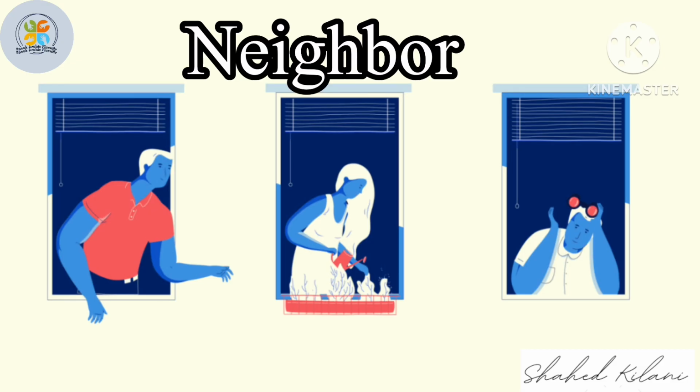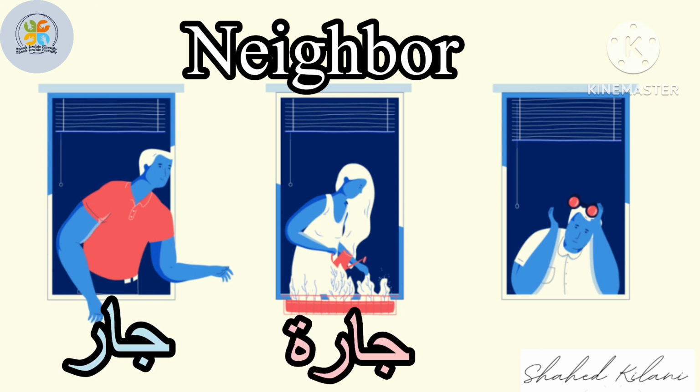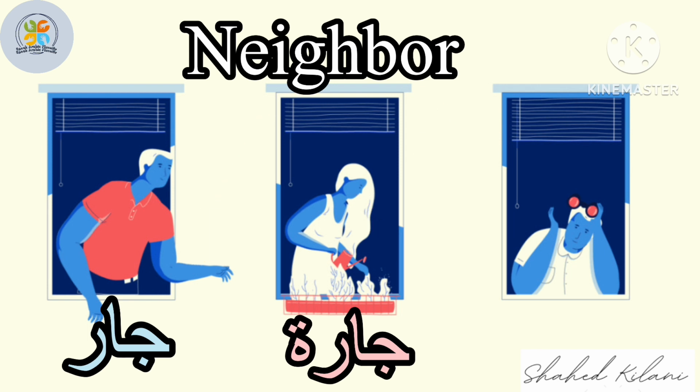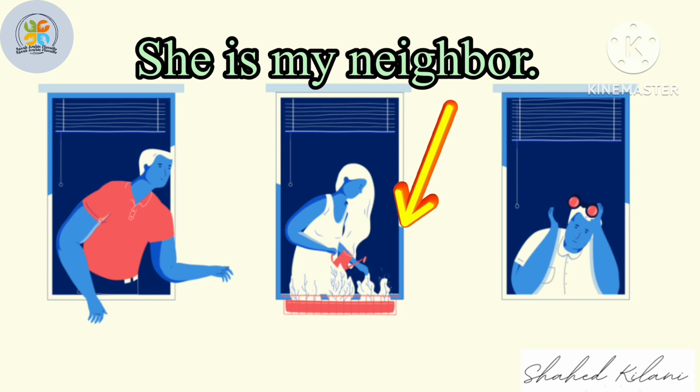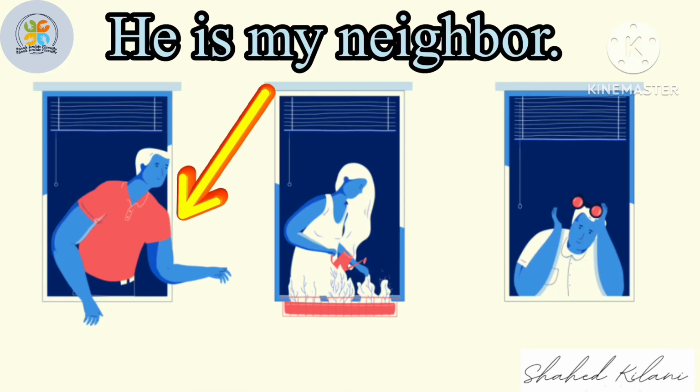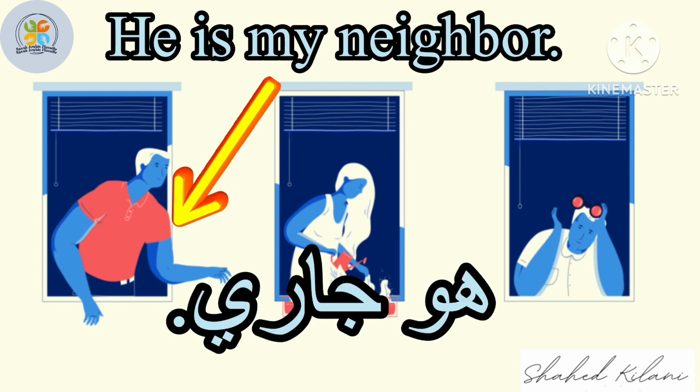Neighbor, which means جار or جارة. جار, you use it for a male, and جارة, you use it for a female. For example, she is my neighbor, which means هي جارتي. Let's take the same example but for a male. He is my neighbor, which means هو جاري.